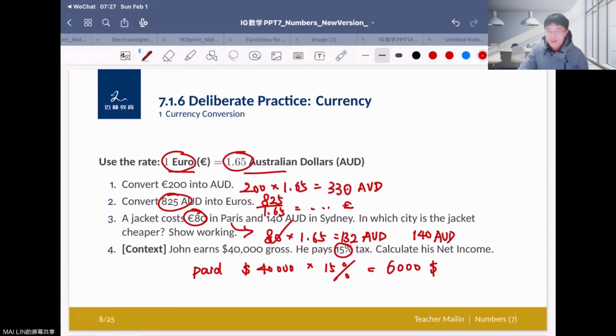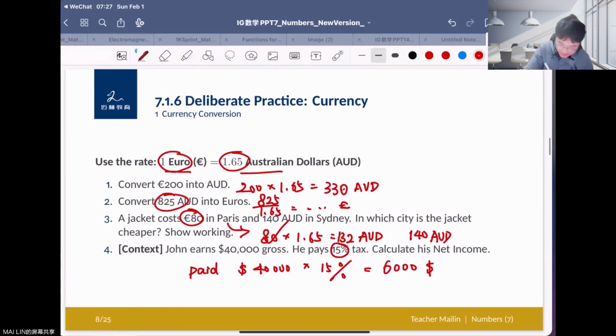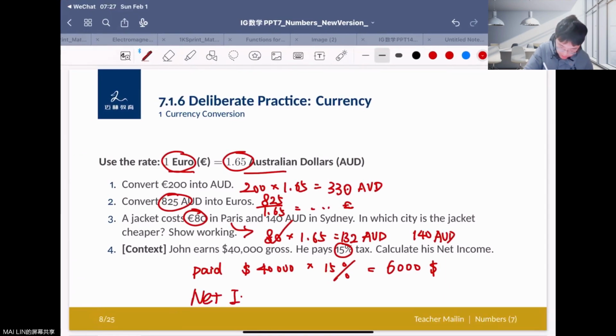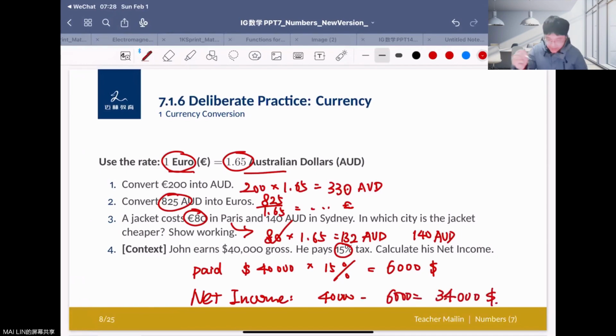Okay. Oh, a very great amount, right? So for the net income here, you have to use the total amount, 40,000, minus 6,000. That is $34,000 you gain. Okay. That is the process.